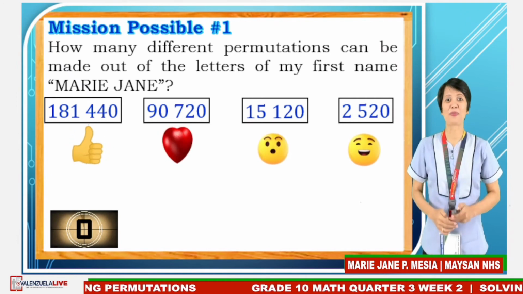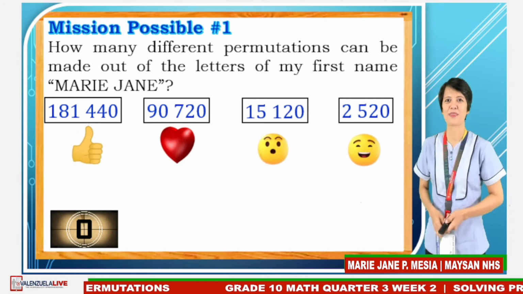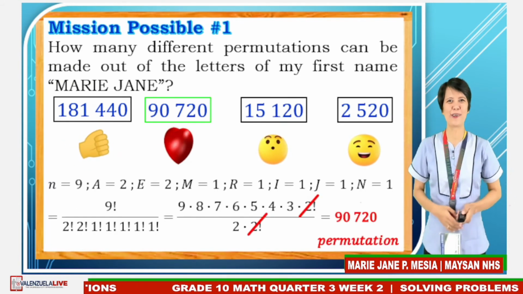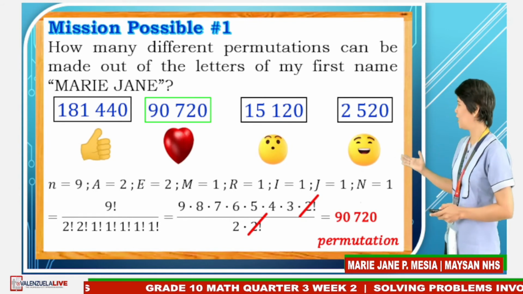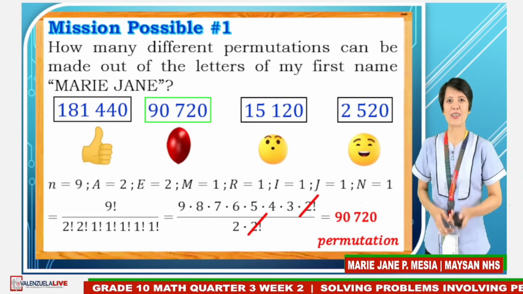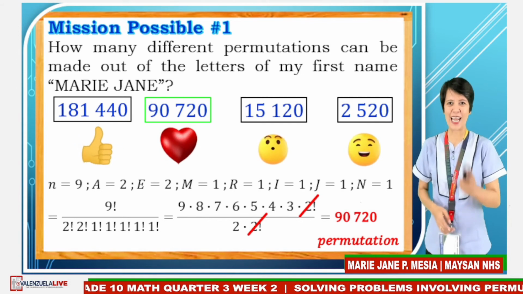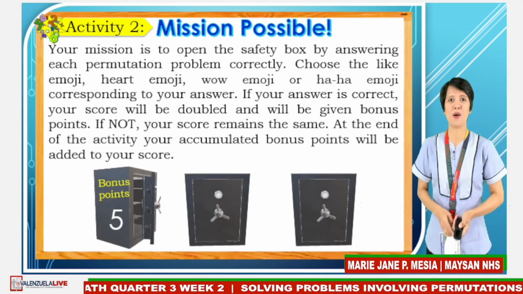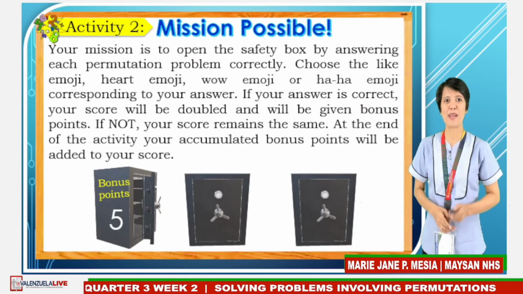Okay, time's up. What is your answer? If your answer is heart emoji, you are correct. See the solution on the screen. And because you are correct, you can collect the bonus points. So let us check what is in the bonus points. And the bonus points is 5 points.